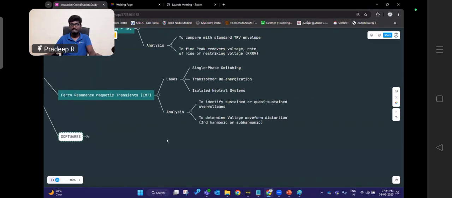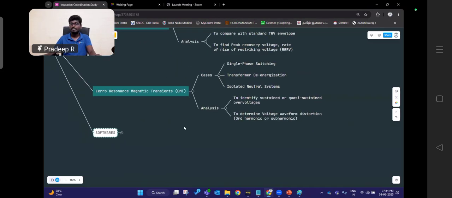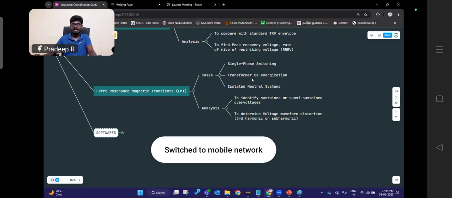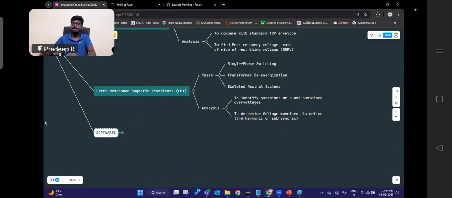So the ferroresonance. This usually occurs when the inductance and capacitance are not properly configured. So there will be a rising of ferroresonance effects in my power system, like single phase switching without any information, sudden de-energization of my main transformer GSUT, then isolated neutral systems, right? Separate islanded systems, when it is connected with the grid and suddenly gets isolated, right?